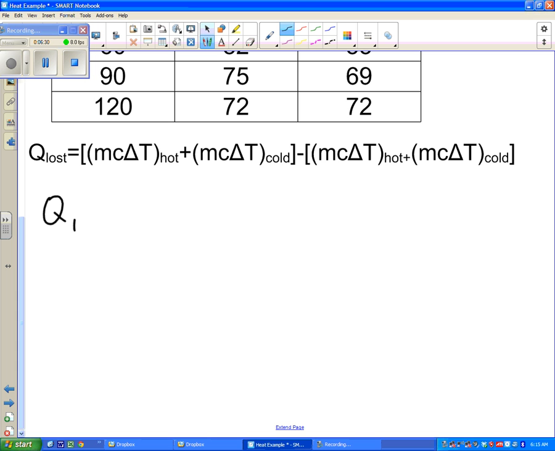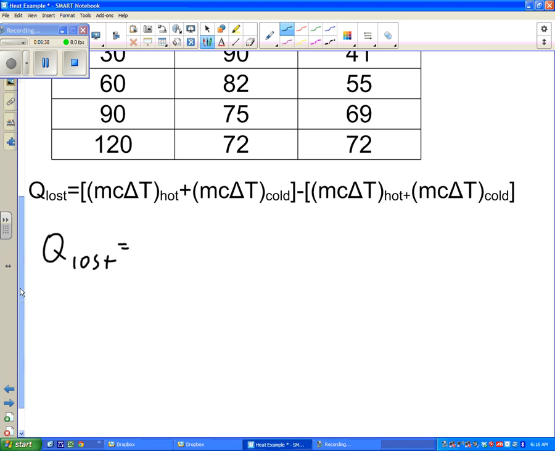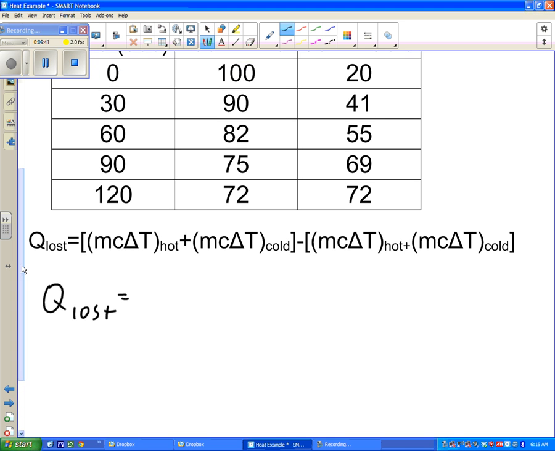All right, Q lost equals, our mass is the mass of the hot to start. So that was 100 milliliters. C is just 1. 1 times 100 is 100. I'm not going to write the 1. The temperature starts at 100 degrees. We're going to add this to the cold at the start. That's this term right here. The cold had a mass of 50. C is 1. The temperature is 20 degrees.